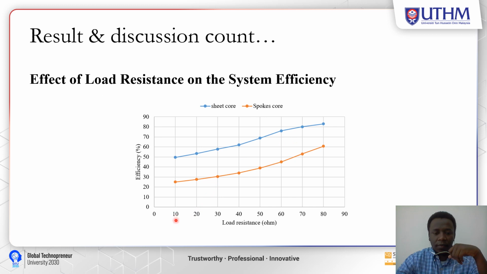We can see here that when R is only 10 ohm, the system efficiency for the sheet is just around 50%, and for the spool core it is just around 25%. And when R is around 80 ohms, the system is at around 92 or 93% efficiency, which is higher. And for the spool core it is around 61% efficiency.